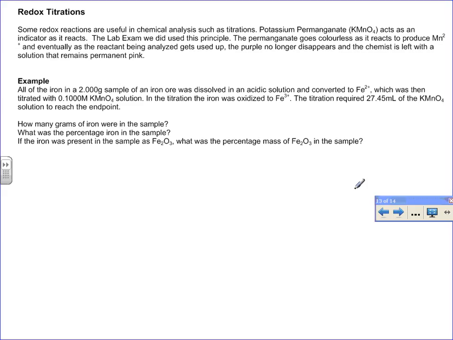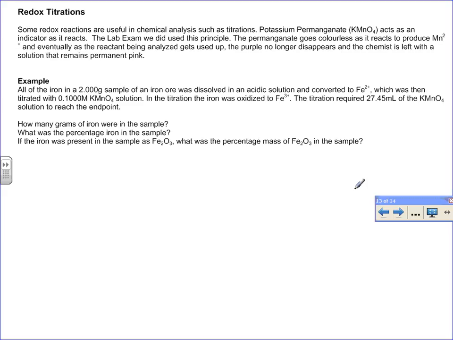Now you've seen redox titration. In a redox titration, the titrant is something that changes color. So in our case, the permanganate that we used changed color from purple to colorless as it was reacting with the hydrogen peroxide. And once the hydrogen peroxide was all consumed, then a pale permanent pink was produced. So in redox titrations, the titrant can actually act as an indicator as well.